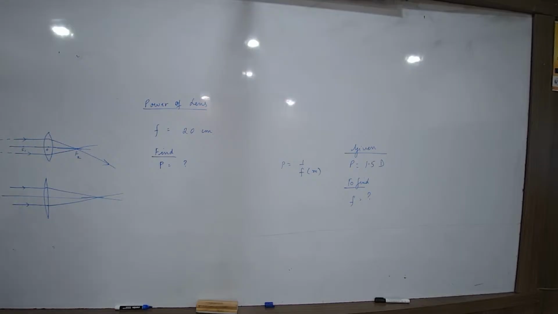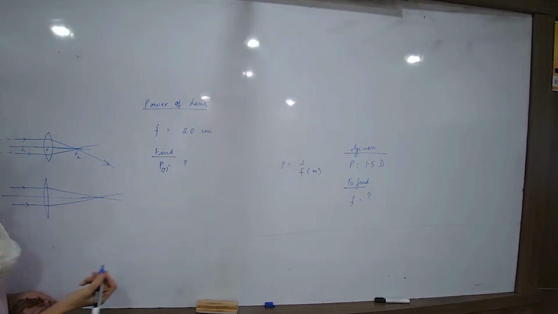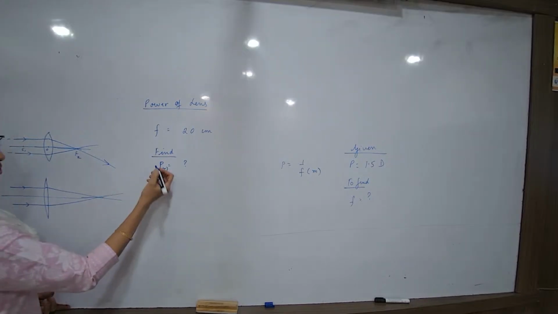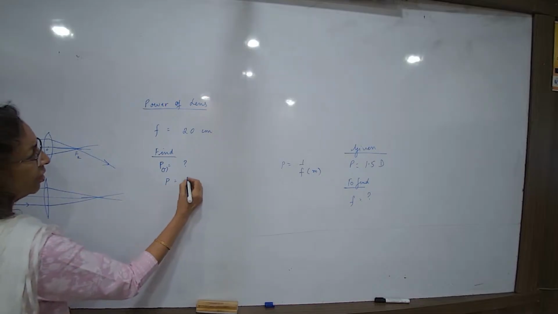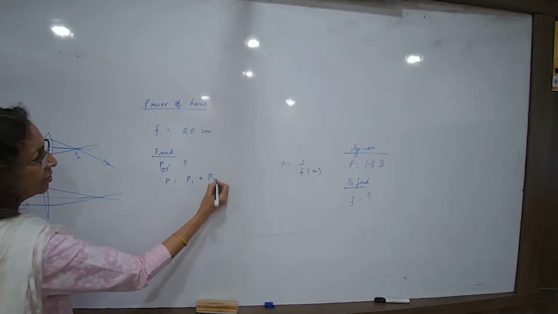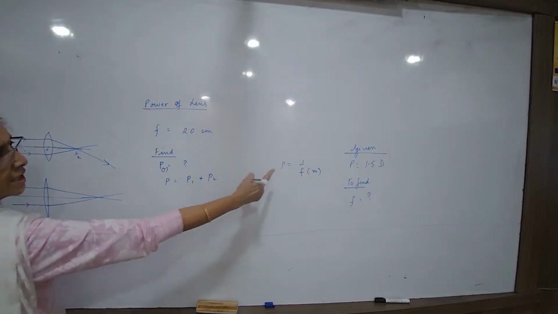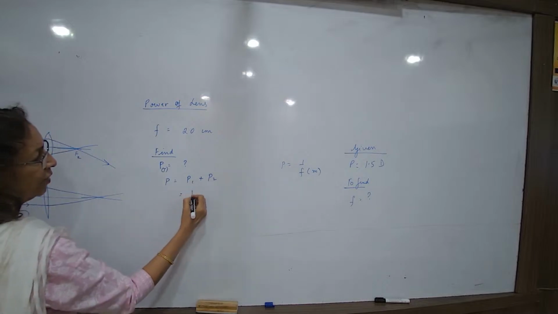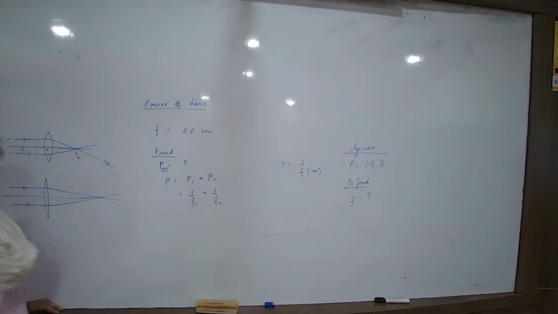Okay. We want to find out P total. I am putting it as P final. So P is equal to what? I have got P1 plus P2. Correct? P1 is not given to us, but we have to find out what P1 is. It is equal to 1 upon F of the first one plus the second one. Correct? All these steps have to be shown.